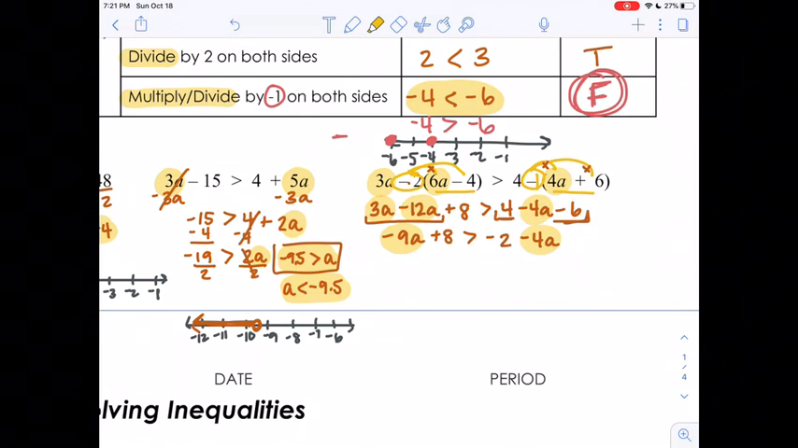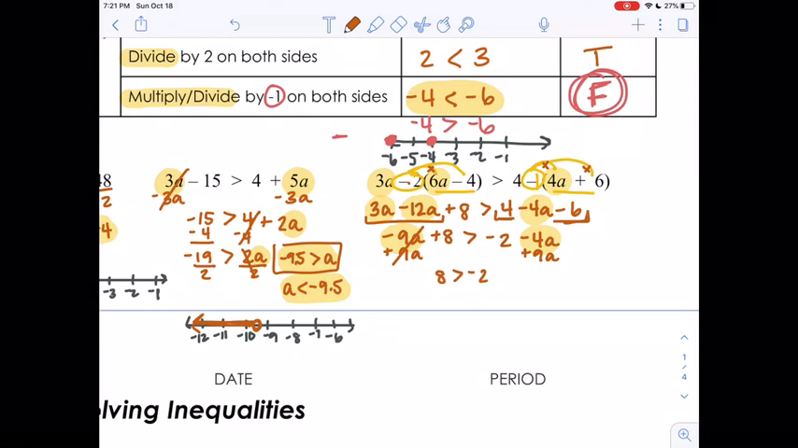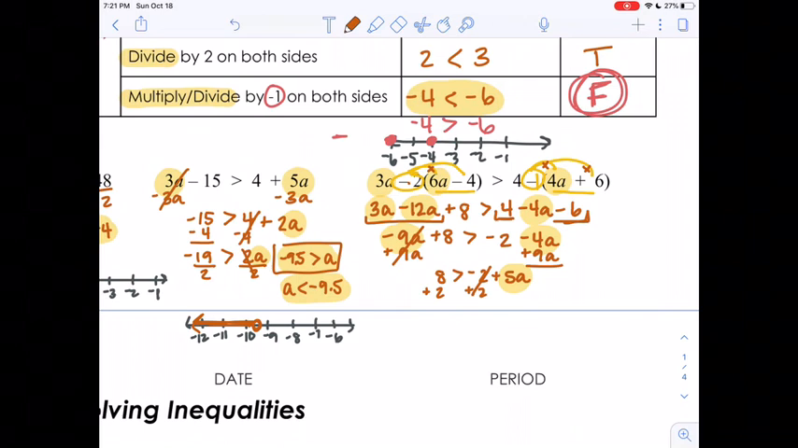Now I'm ready to start crossing things over to the other side. So in order to keep things positive, I'm going to move this 9a by adding it to both sides. Negative 9a plus 9a will cancel, leaving me with 8 is greater than negative 2, and then negative 4a plus 9a is a positive 5a. Now that my a's are all together, I want to get them by themselves, so I'm going to add 2. Remember, all we're doing so far is adding and subtracting, so I don't need to flip anything. 8 plus 2 is 10, is greater than 5a.